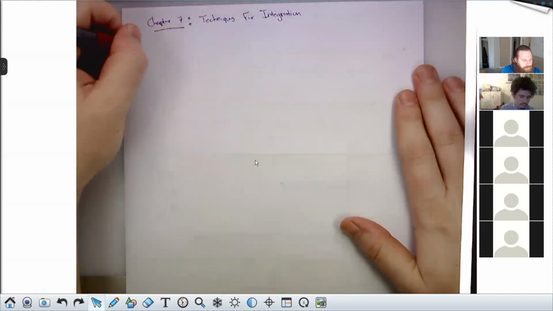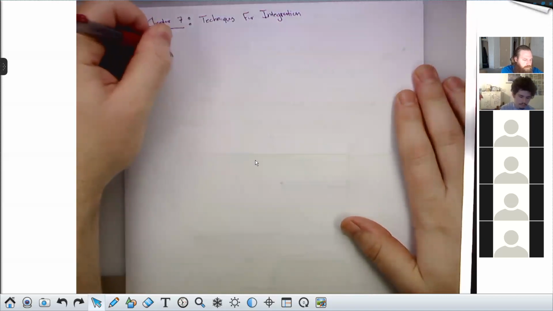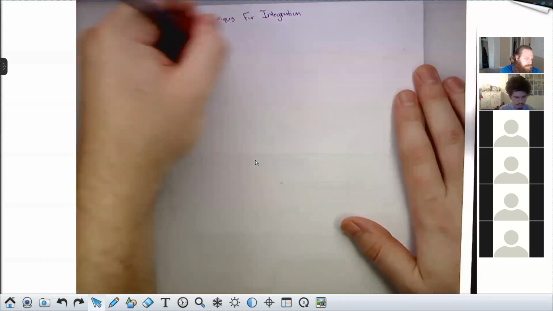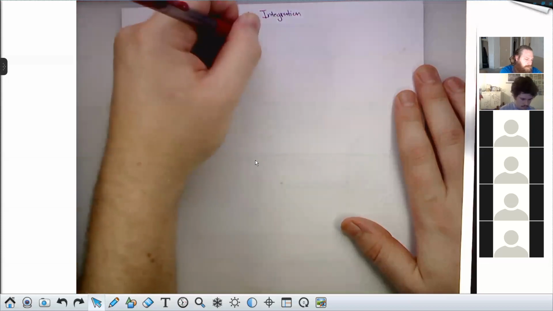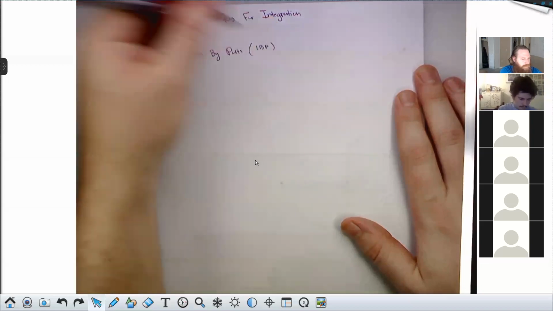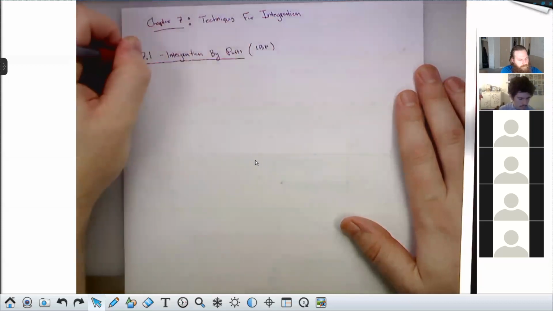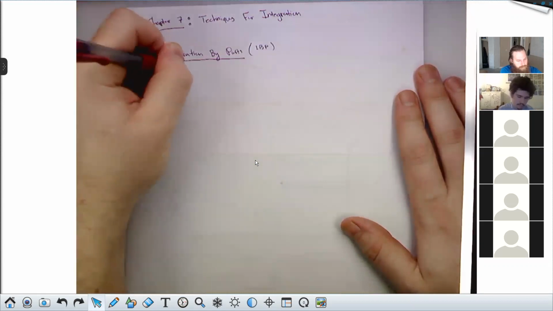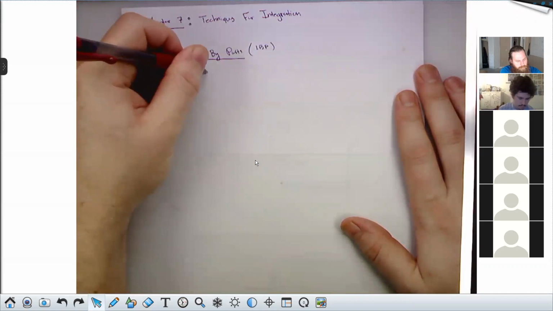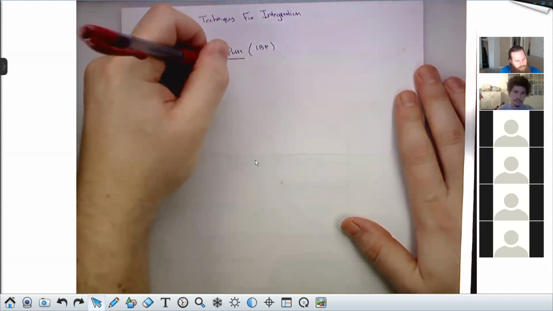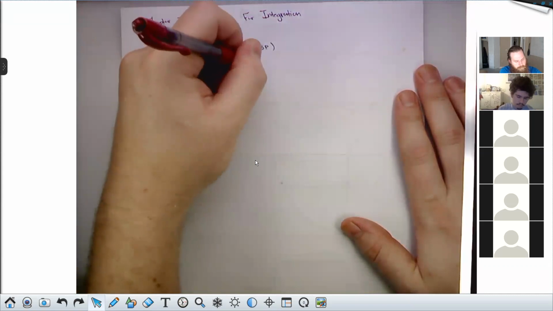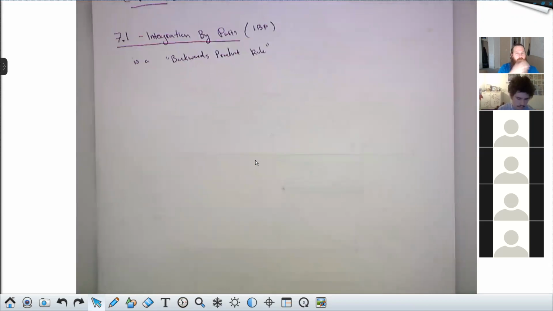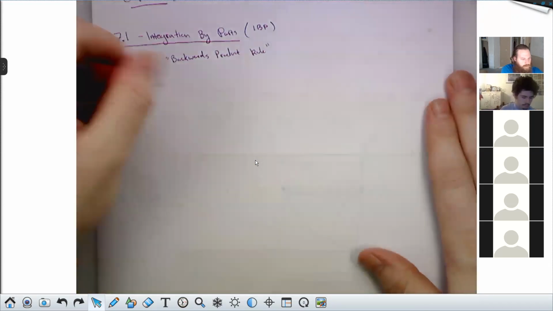The first method we're going to learn is called integration by parts. You'll see me abbreviate this a lot as IBP. It's a backwards product rule. And I mean that very literally in the sense that the way you prove this is by taking the product rule and integrating. So let's look at the product rule.